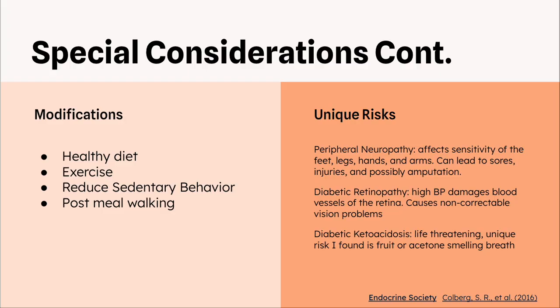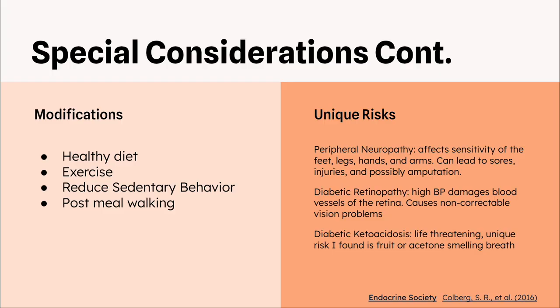Some modifications: healthy diet, obviously, trying to eat some more nutrient foods. Exercise is kind of what I've talked about throughout this entire presentation. Reducing your sedentary behavior, getting up and walking. And then post-meal walking was something I found super interesting, which is going to stabilize your blood sugars by sending all of the sugar to your muscles right after you eat, which will reduce a post-meal spike in blood sugar. This is something that I think I'm actually going to start doing.